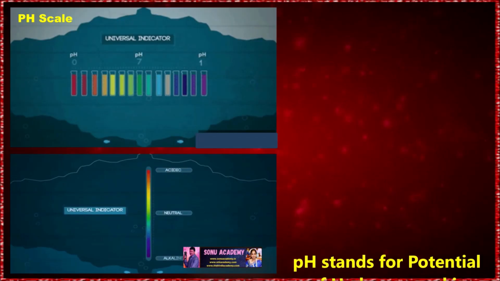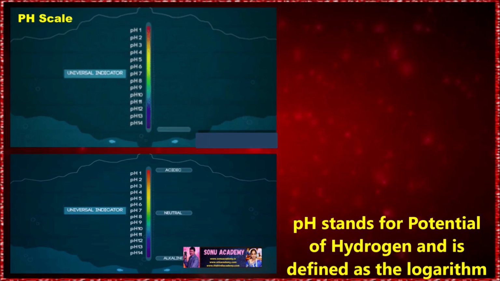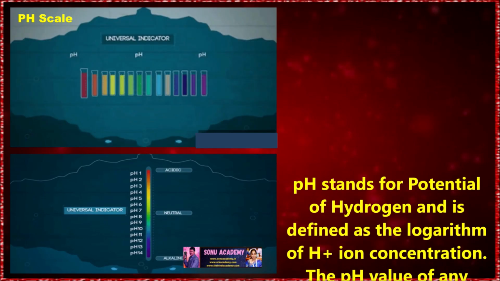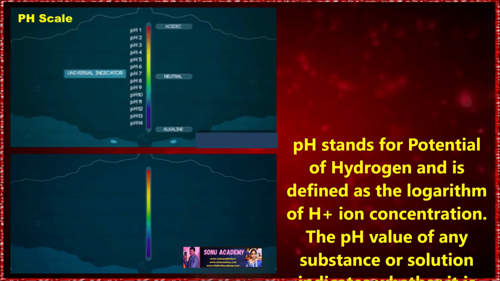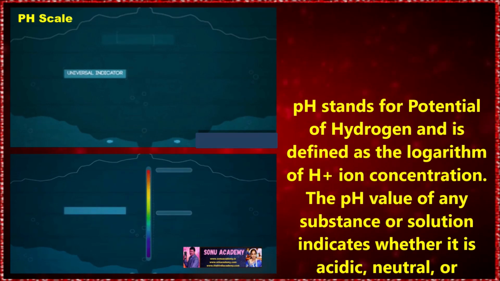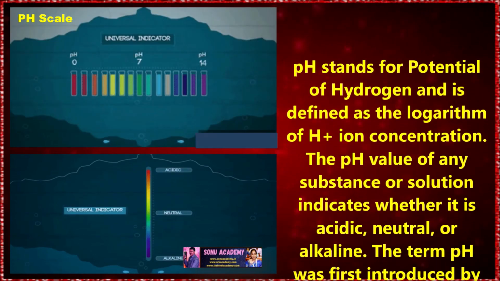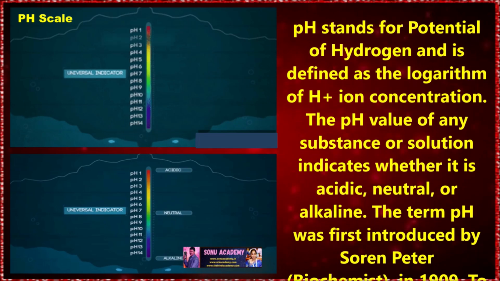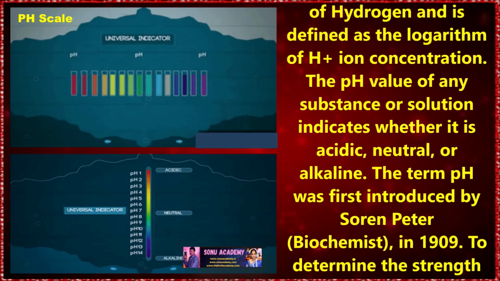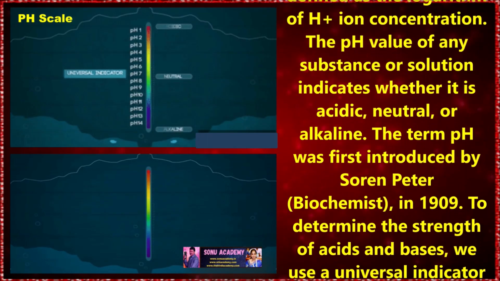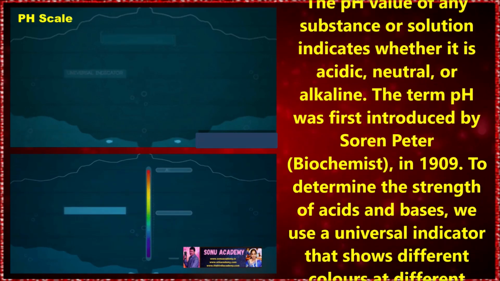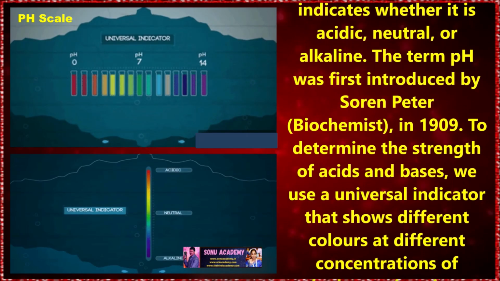Children, now let us discuss what is the pH scale. pH stands for potential of hydrogen and it is defined as the logarithm of H plus ion concentration. The pH value of any substance or solution indicates whether it is acidic, neutral or alkaline. The term pH was first introduced by Soren Peter, a biochemist, in 1909.